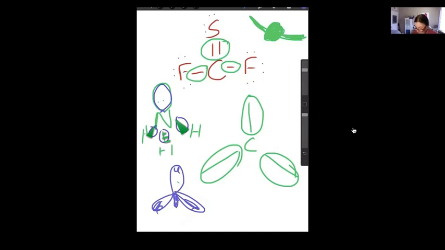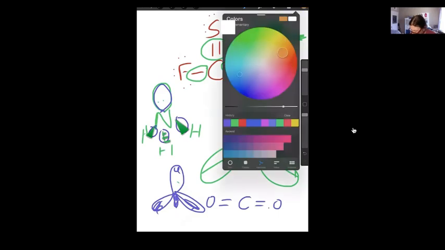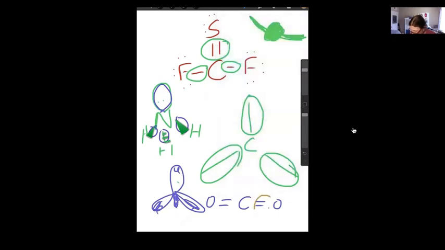The other 2 famous ones are, of course, linear, for example, carbon dioxide. It's double bonded to 2 oxygens, and so this electron group here and this electron group here, how far away can they get?